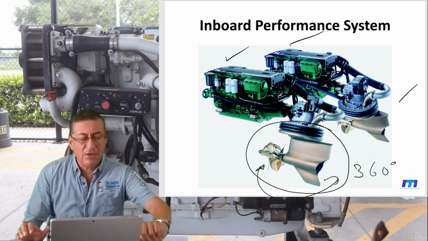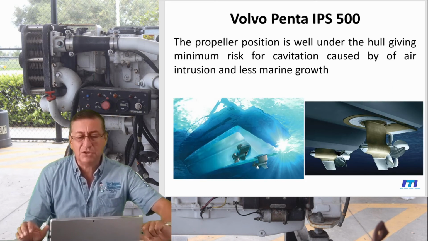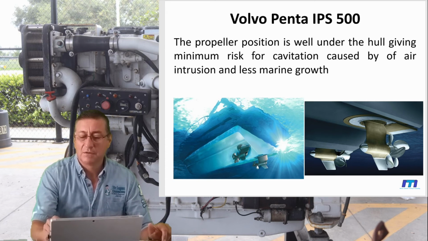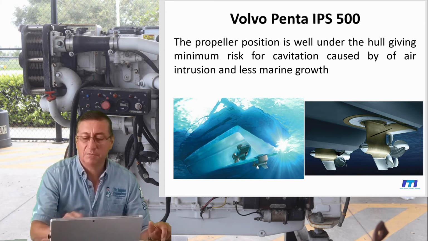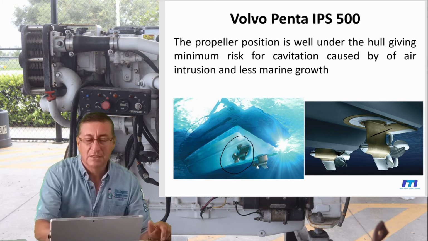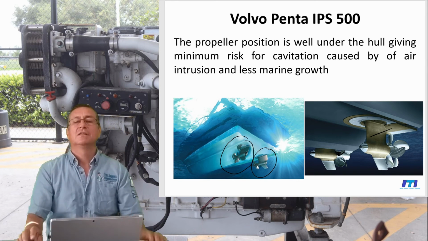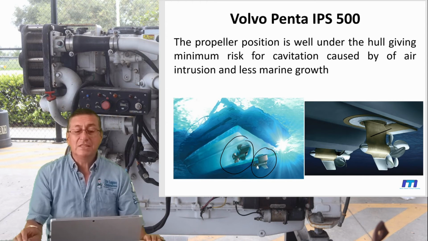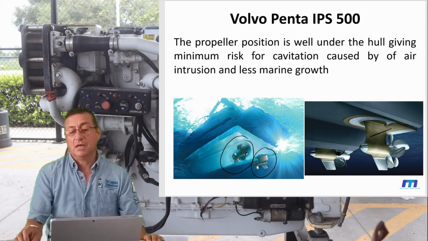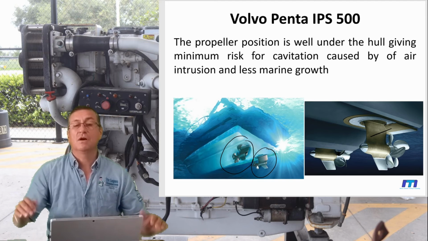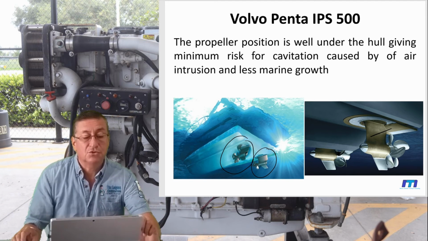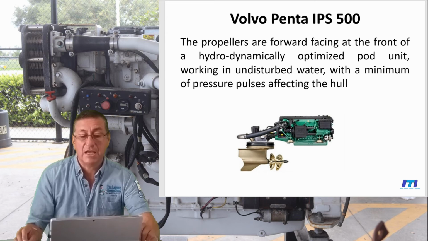Look at this. Behind the boat, under the boat, you have this picture. That's the picture behind the boat, and those are the units, and the units rotate 360 degrees. There are a lot of boats with this design. The propeller position is well under the hull, giving minimum risk of cavitation caused by air intrusion, as when you have the propellers outside. That's true. This is a wonderful design.